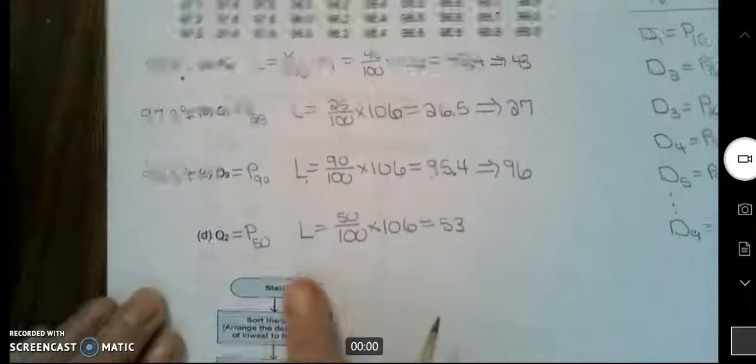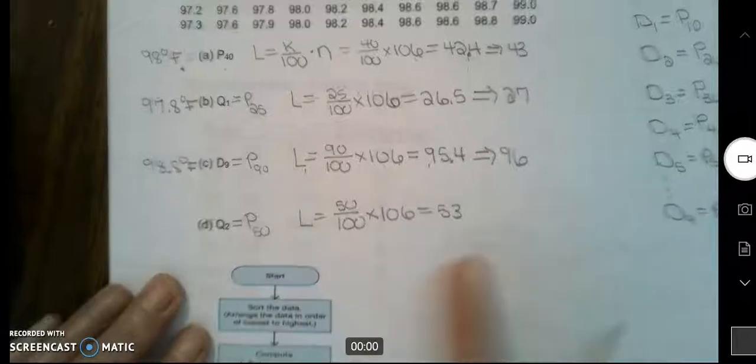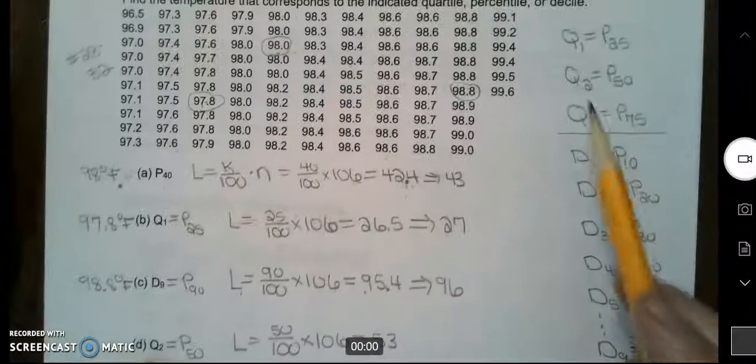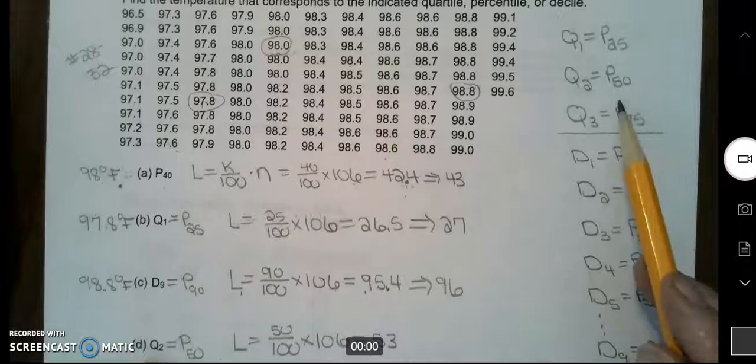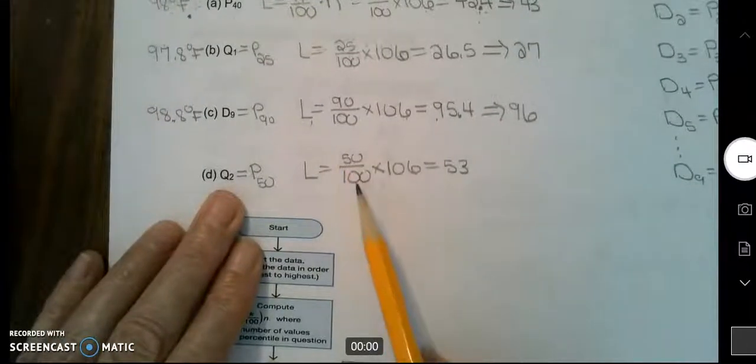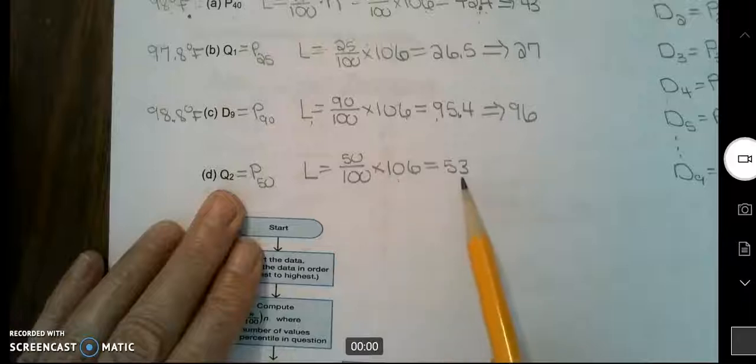Okay, finally we're going to do this last one. This one's a little bit different because we get a whole number. We want to find the second quartile. Second quartile, same thing as the 50th percentile. So this is my K over 100 times 106. And this time it gives me a whole number. So this is a different one. And you will have some of these on the homework, so be careful.